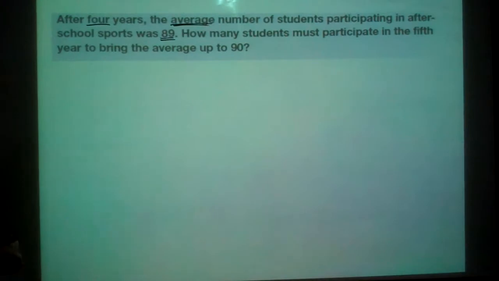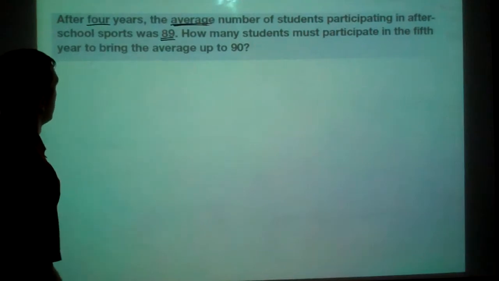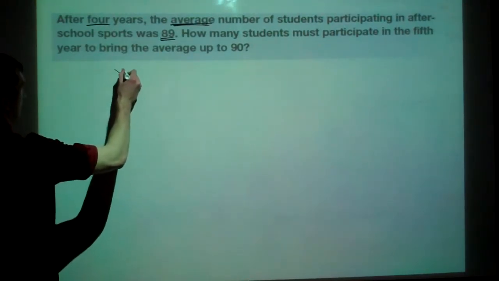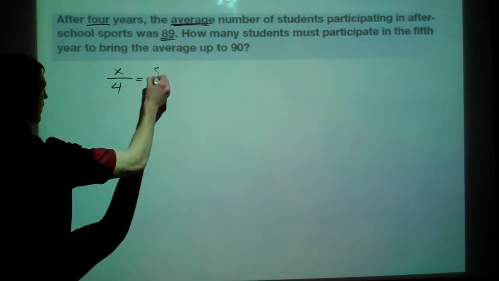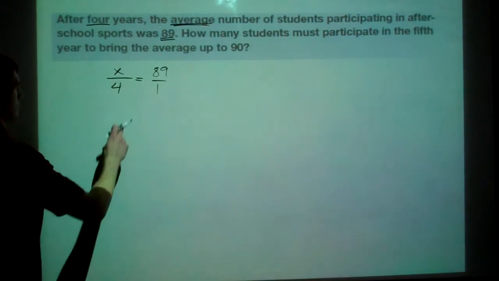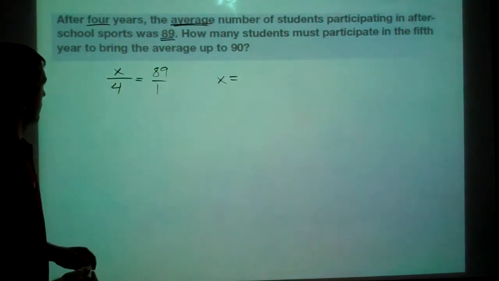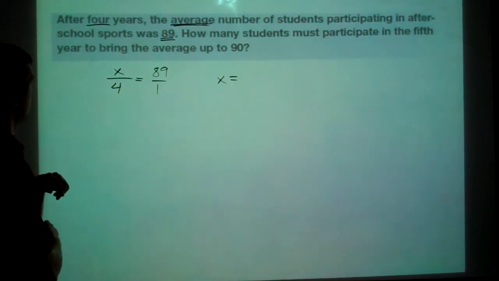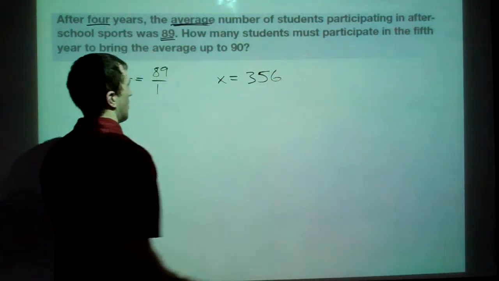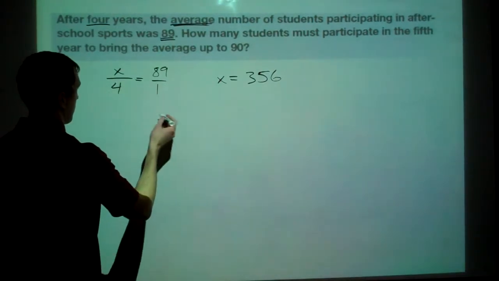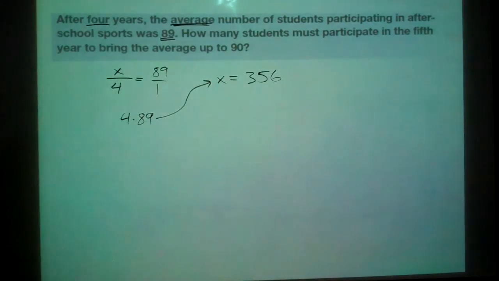Okay? So, after 4 years, the average is 89. So that says we need a sum that when we divide it by 4, we get 89, or 89 over 1. Okay? So 4 times 89. That's 4 times 90, 360 minus 4. So 356, I believe. Okay? So that's 4 times 89. Alright? So that's our sum there.